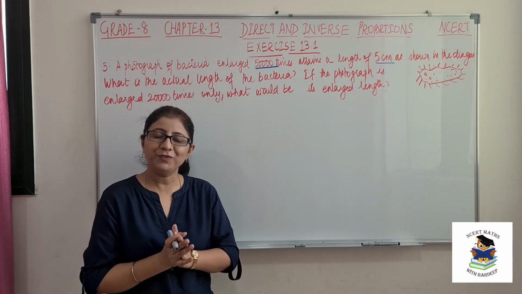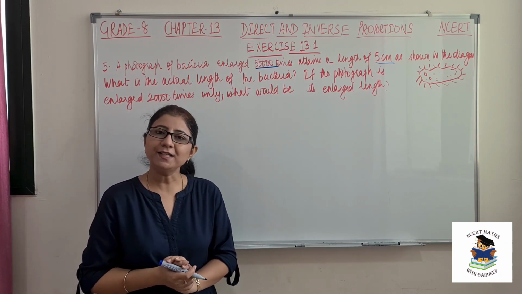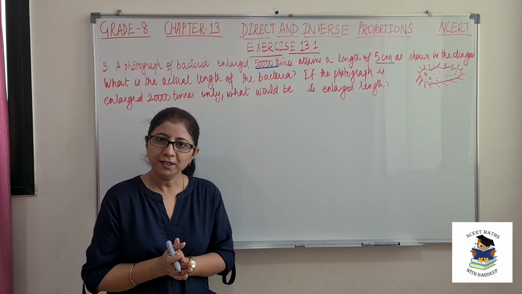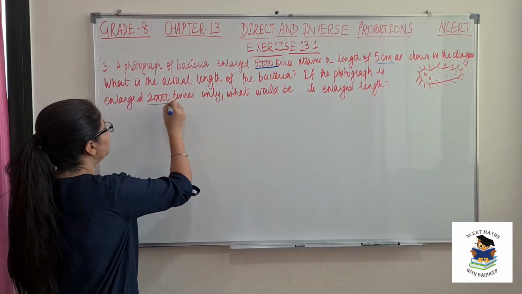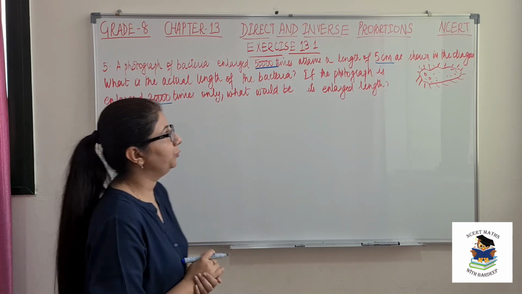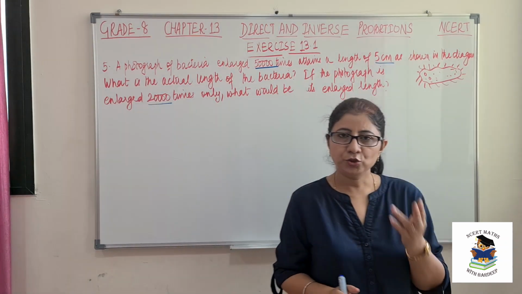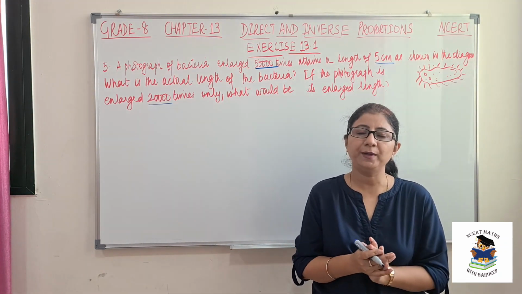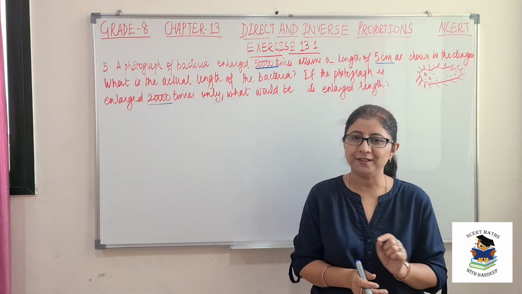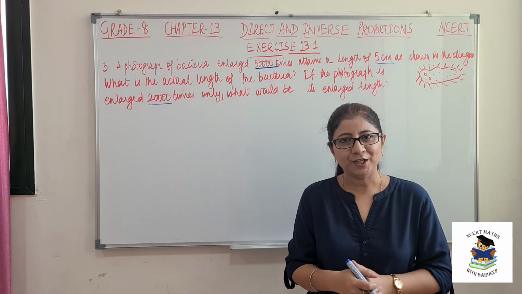Actual length means without any enlargement. That means the factor should be taken as 1. So whatever is the original length. If the photograph is enlarged 20,000 times, what will be the enlarged length? So they are asking two different questions in the same one. First is the actual length of the bacteria, that means the factor should be taken as 1, and second is when the factor is 20,000 times.